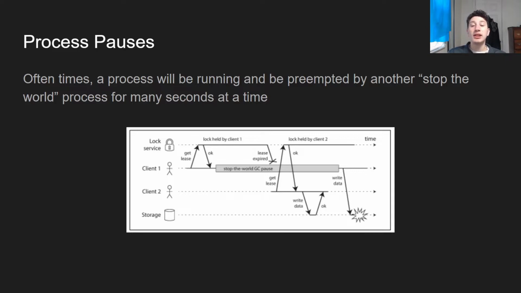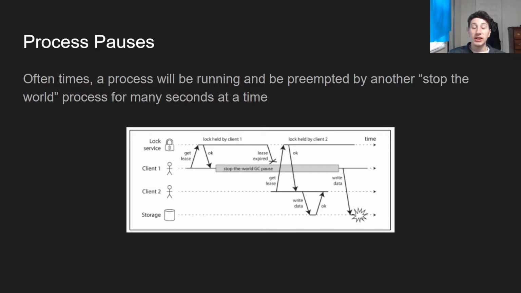So what's going to happen? Client 1 is going to grab the lock service. And it has this thing called a lease, where a lease is just a given amount of time after it grabs the lock, and after that lease expires, it can either renew the lease, or if it doesn't renew the lease, then another client will be able to grab that lock. So it's going to get the lease, and then a garbage collection pause is going to take over client 1 after it knows that it has the lock.